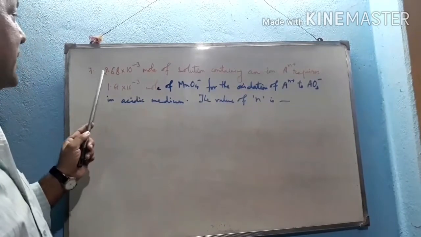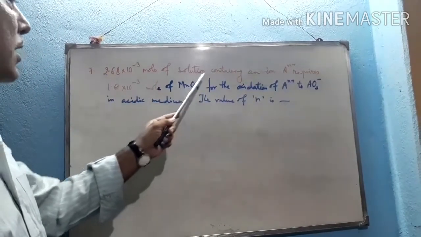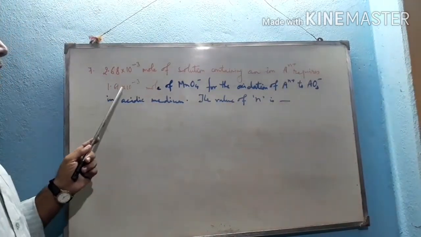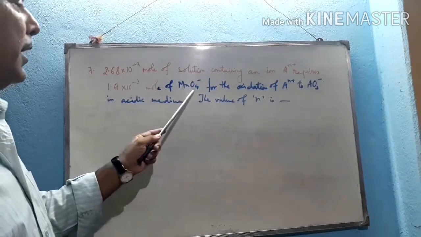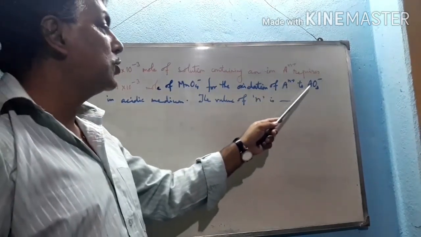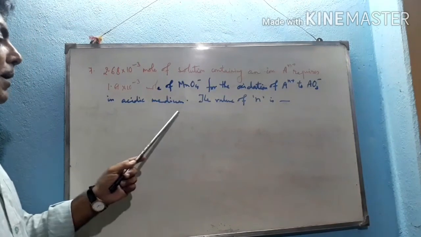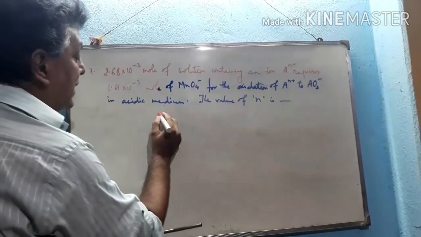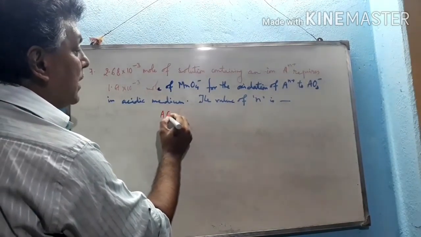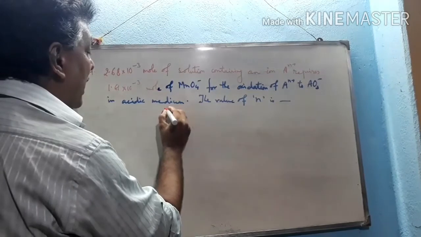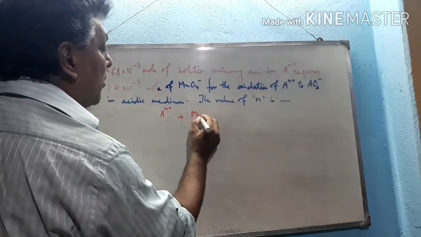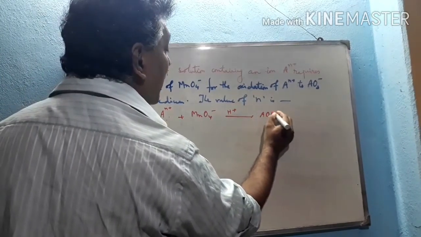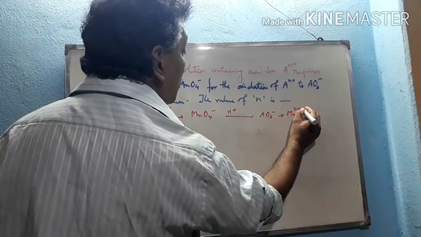Question number 7. 2.68 into 10 to the minus 3 mole of a solution containing an ion An+ requires 1.61 into 10 to the power minus 3 mole of permanganate for the oxidation of An+ to AO3- in acidic medium. The value of n is. We know that in acidic medium, An+ is treated with MnO4- to form AO3-, and in acidic medium MnO4- converts to Mn2+.